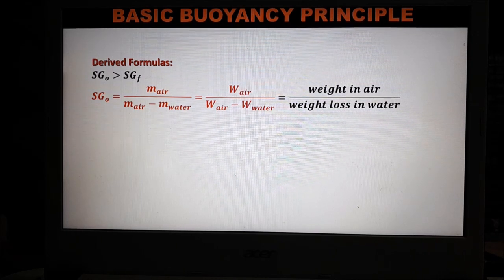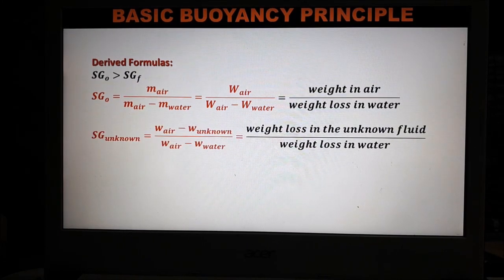Another thing is we can also use these concepts in determining the specific gravity of an unknown liquid. All we have to do is, again, to get an object and then determine its mass in air using a spring scale, and then put the same object in water and determine its mass in water, and then put the same object in another fluid, or an unknown fluid, and determine its mass in that fluid.